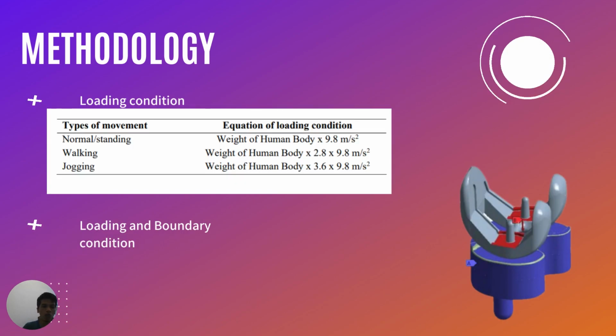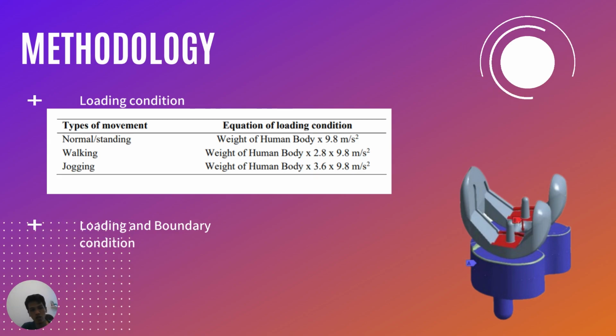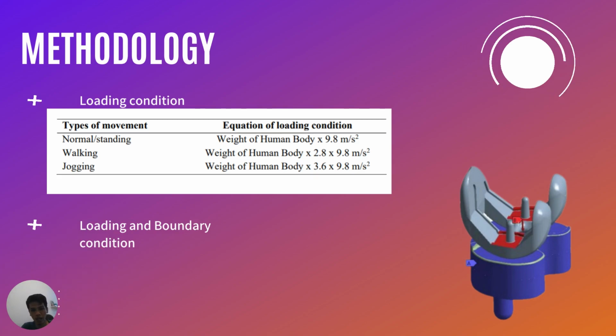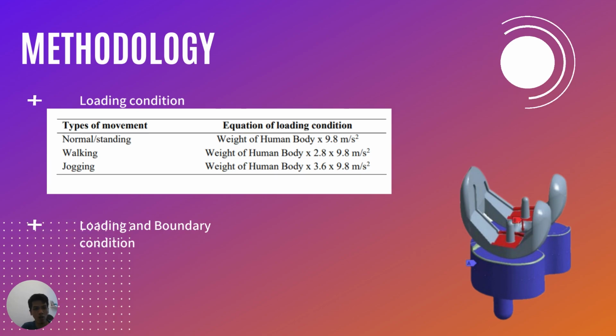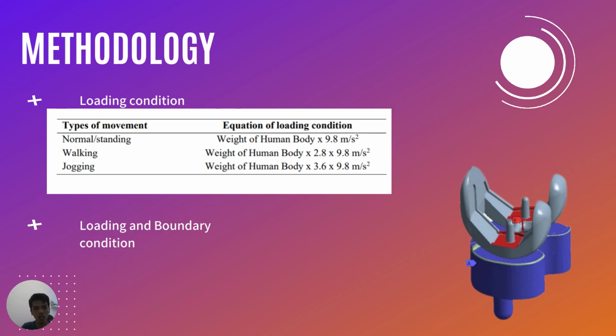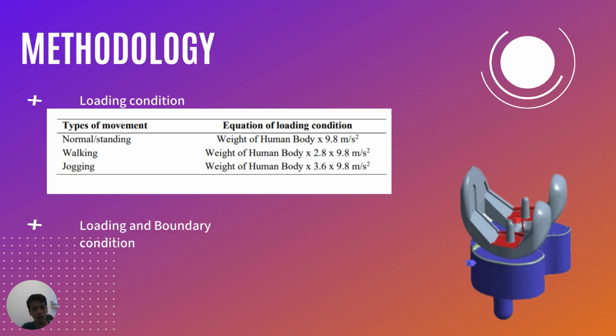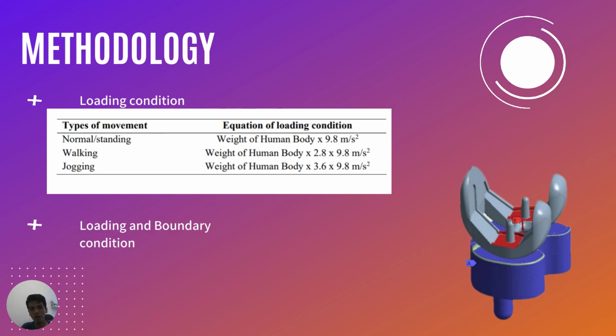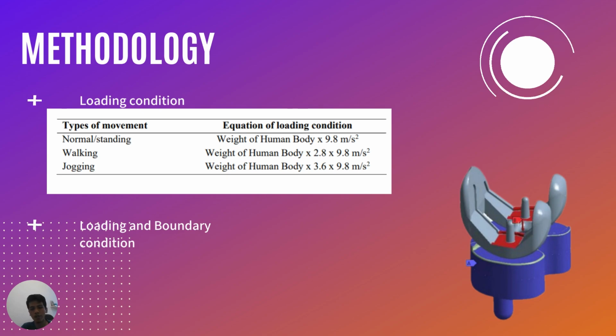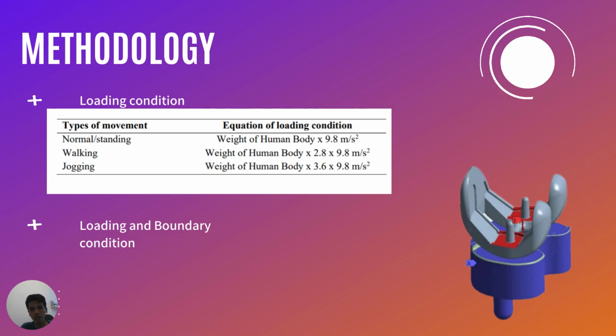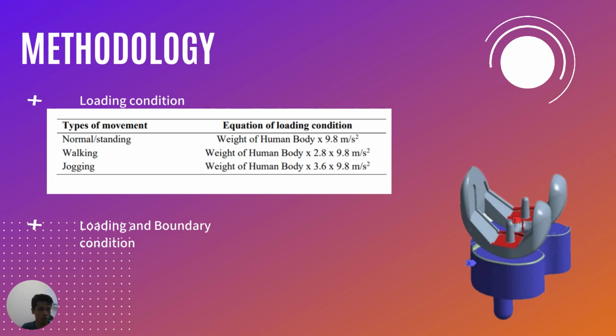Then we put three loading conditions, which are normal, like standing, walking, and the last one is jogging. This is all from the reference of the previous paper. On the loading and the boundary condition, you can see from that figure, and also you can read from my paper, that at the tibial component we fix it, and we put a loading condition on the femoral component.